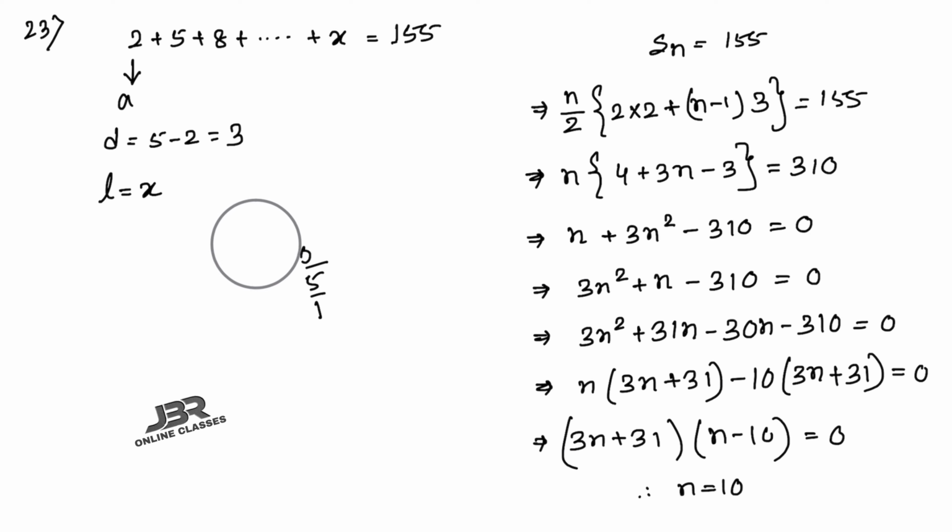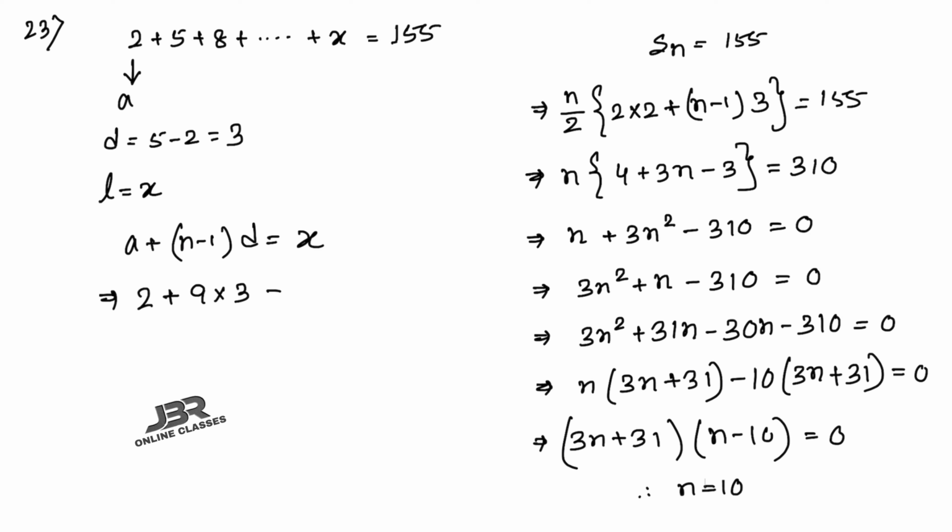As n equals 10, then L means a plus (n minus 1) into d, that equals x. So a here is 2, 10 minus 1 is 9, and d here is 3, that equals x. So 9 times 3 is 27, so 29. So 29 is the value of x.